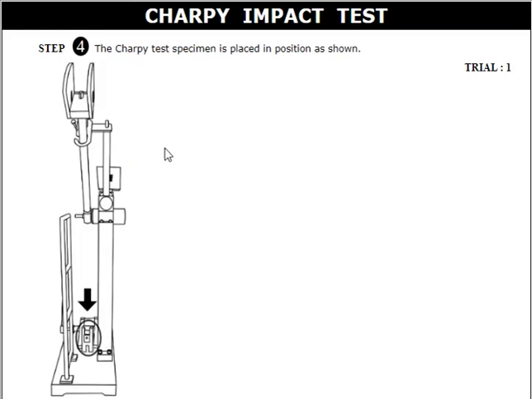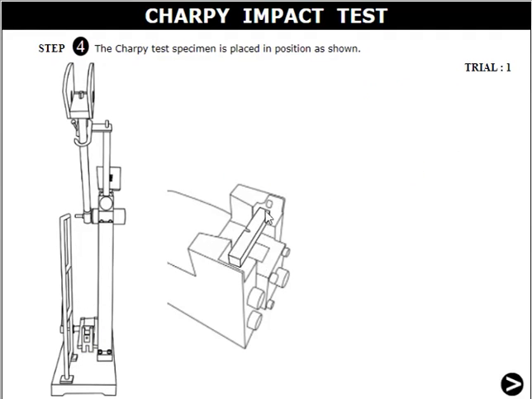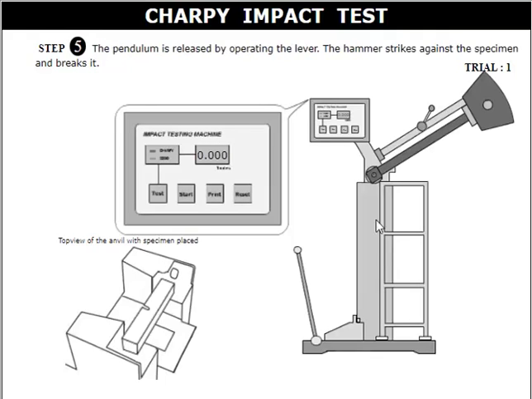Now we are following the next step, placing the specimen onto the work table or anvil. So we are keeping the sample or specimen on the anvil in a simply supported type. Then we are following the next step, where the pendulum is released by operating the lever. The hammer strikes against the specimen and it bends.